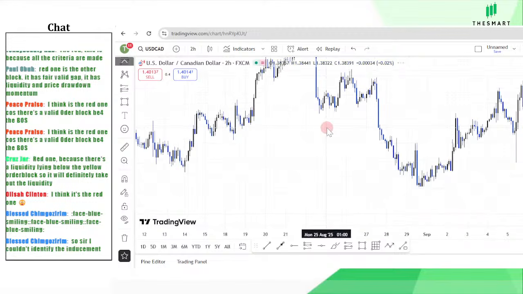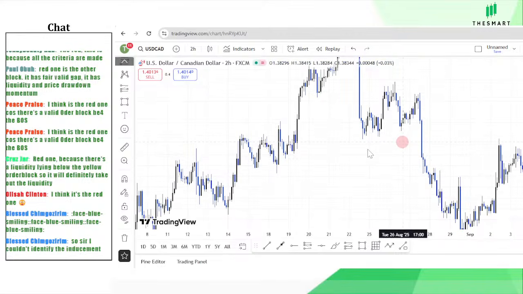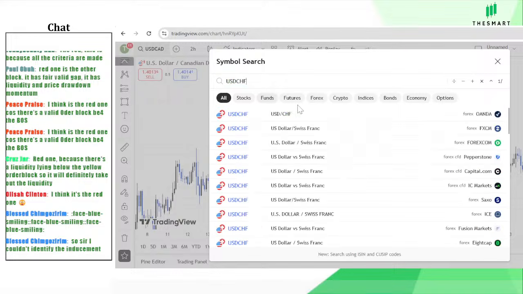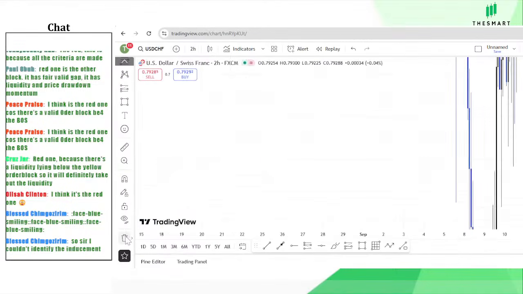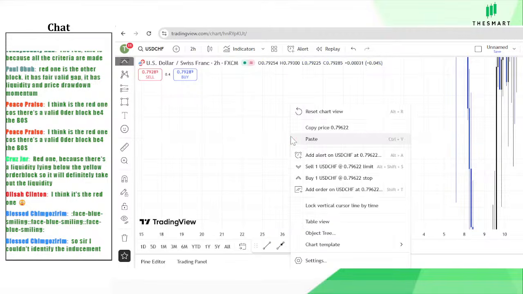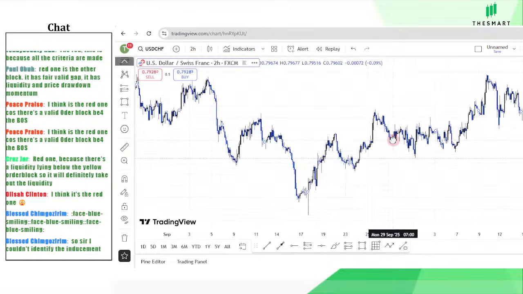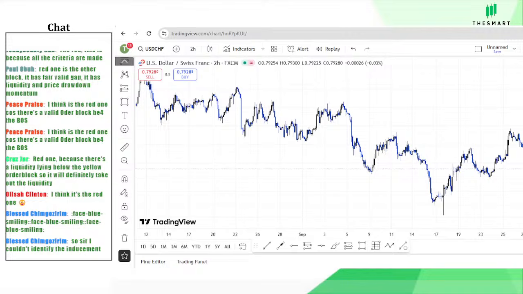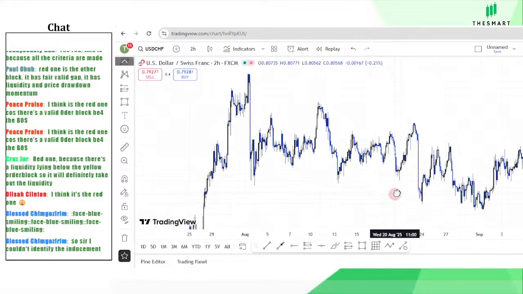I'm not seeing anyone for a sell. Let's maybe check a different pair to see if we can see something different. Take out. So let's see if we can get something, a bearish order block. I think this market is selling, so we can get something.